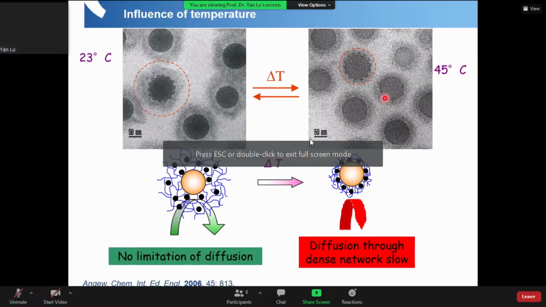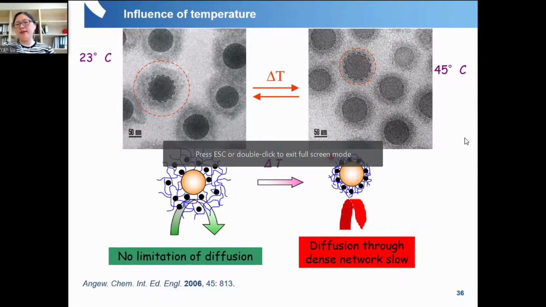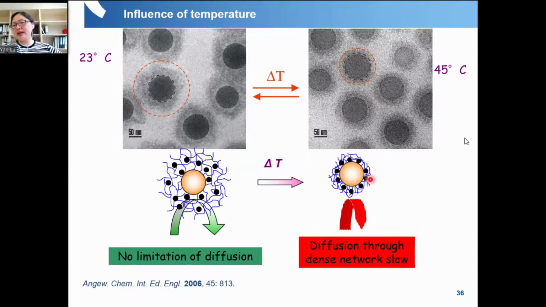And when you increase the temperature, then your network starts to shrink. And it means it's similar like your system is kind of closed, yeah? And you will have a kind of diffusion barrier, a high diffusion barrier for your reactant to diffuse into the network and to react with the nanoparticle. And in this case, actually, you can play around with temperature to tune the catalytic activity of the nanoparticles.